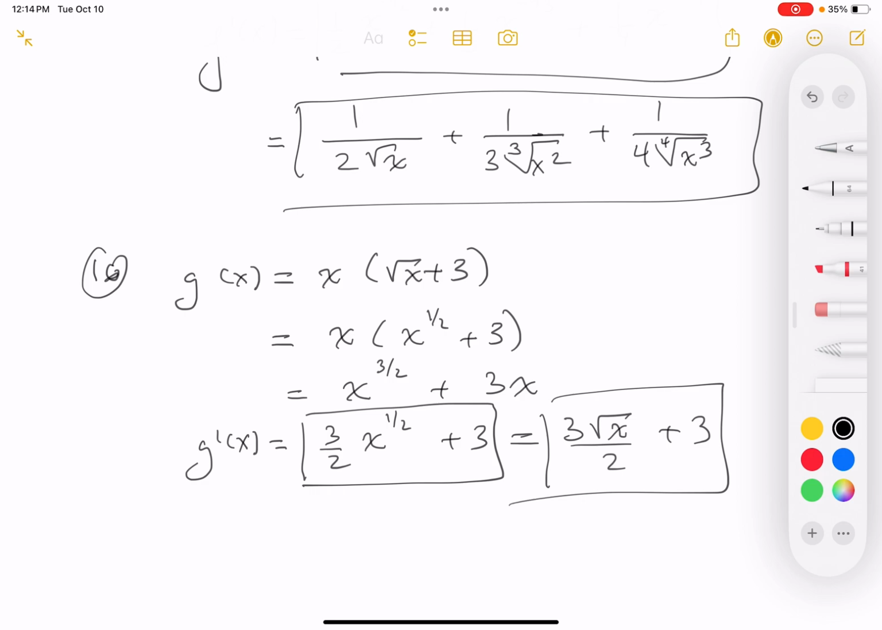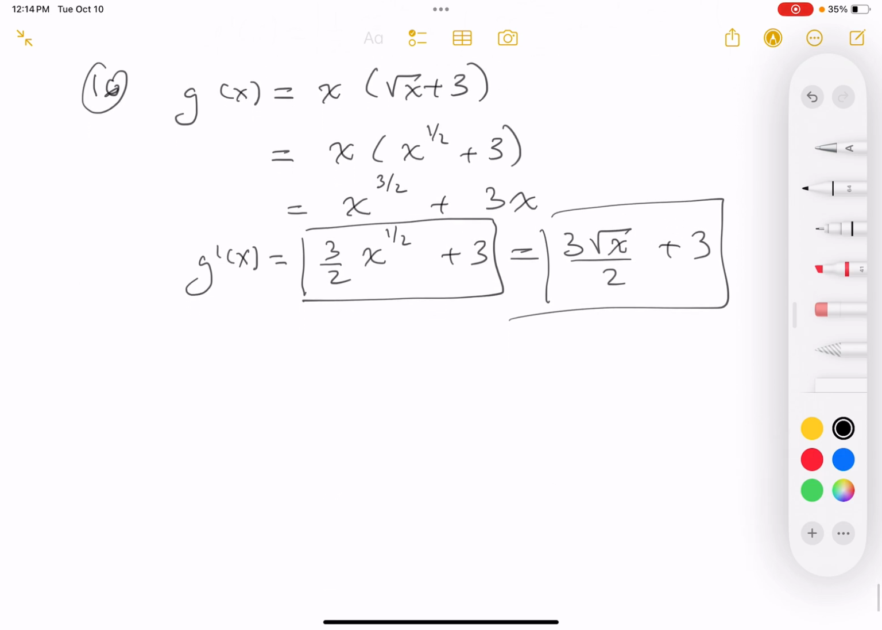I also consider that to be a good answer. I don't see one answer being better than the other, by the way. So let's go to the next one. Next one looks pretty bad. It's going to be number 17. And what do you get there?